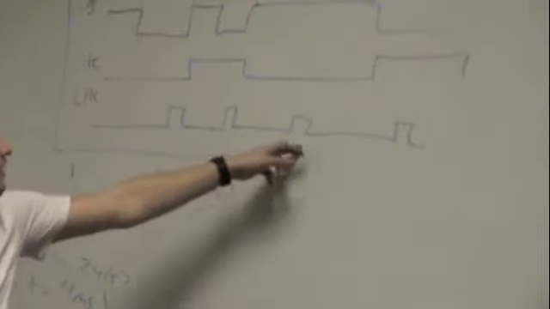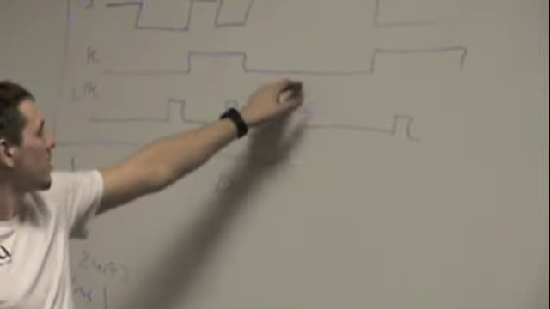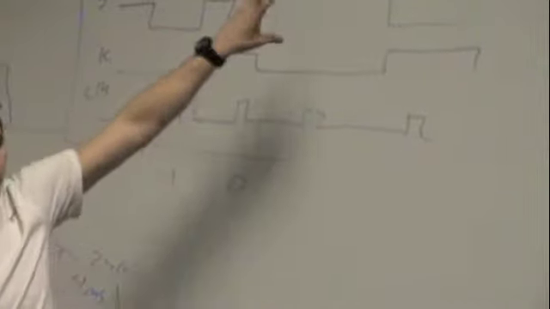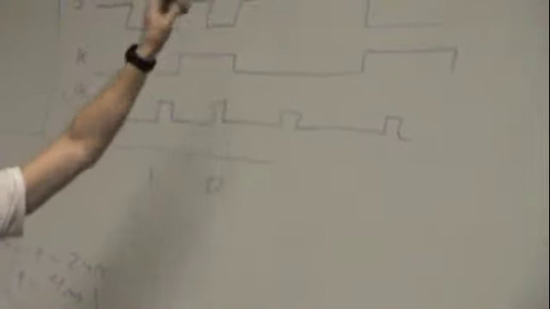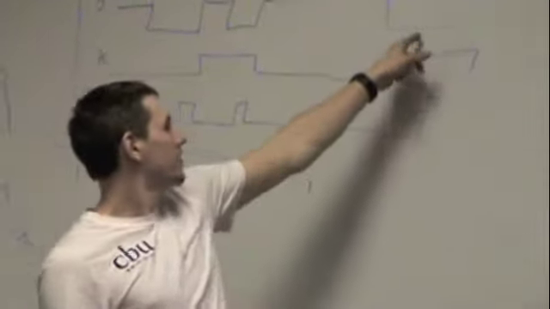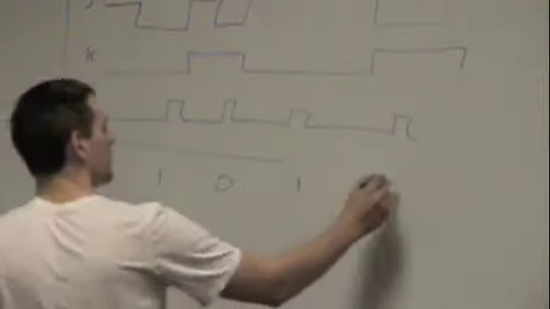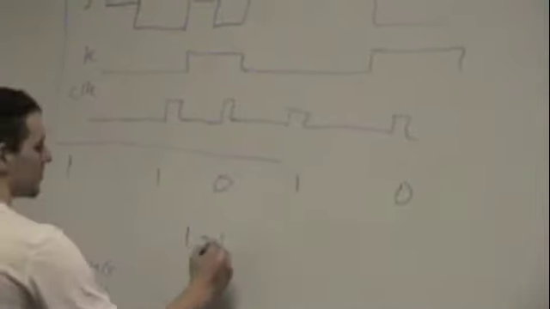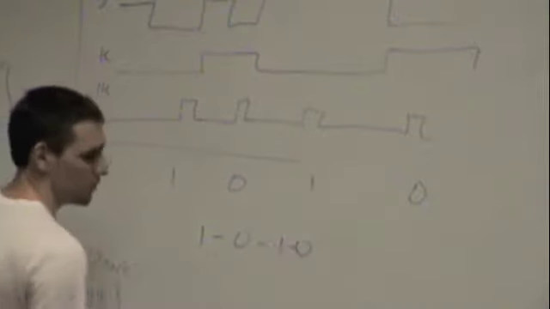Then we come over here. This one is 0, and this one is 1. They're different, so it takes the value of J, which is 1. Then we have this one. They're different, so it takes the value of J, which is 0. And that is our answer. Our answer is 1, 0, 1, 0. The answer is A.